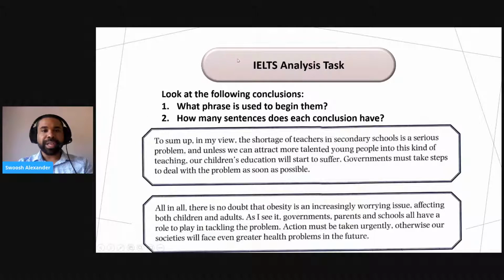So let's have a look at the task then. In the task, we can see there are 2 conclusions. So I have 2 questions. The first question is, what phrase is used to begin each conclusion, and how many sentences does each conclusion have? So just a couple of quick questions. Let me know in the chat box if you have the answers.